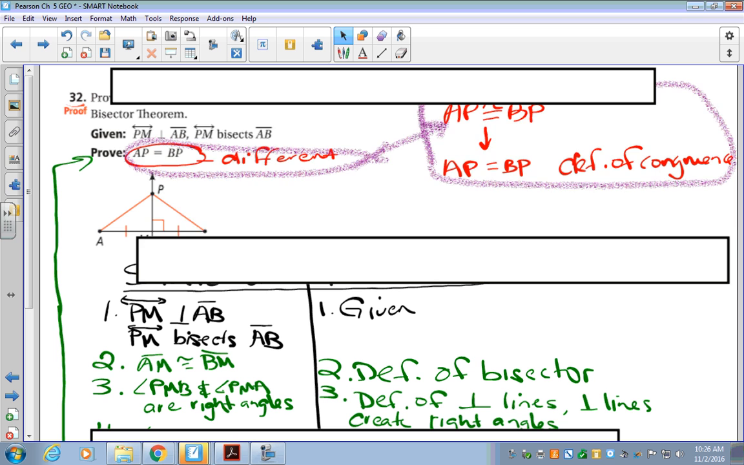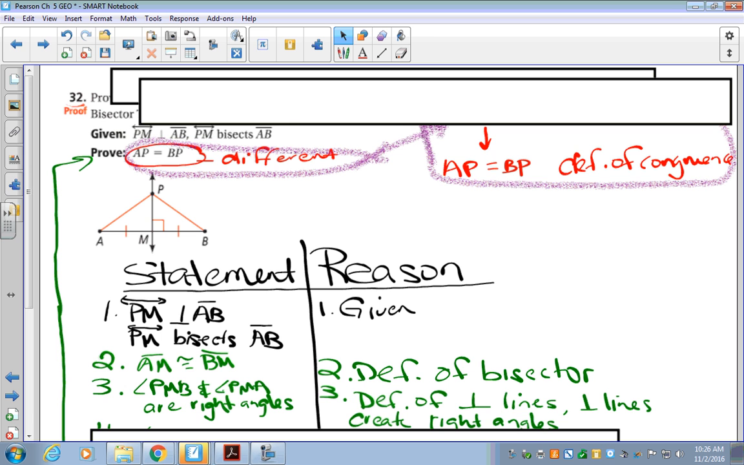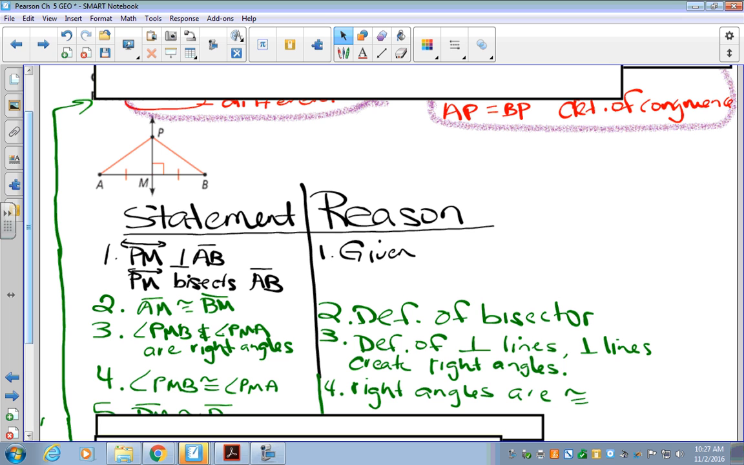Number three, angle PMB and angle PMA are right angles. Because if we have a perpendicular bisector, then the angles created from that perpendicular bisector are going to be right angles. That's the definition of perpendicular lines. And just so that you guys can see, perpendicular lines create right angles. I added that to that explanation. Then I also added PMB is congruent to PMA because right angles are congruent. They have the same measure, so they get to be congruent.